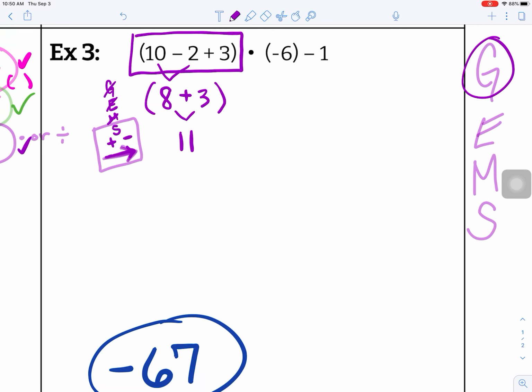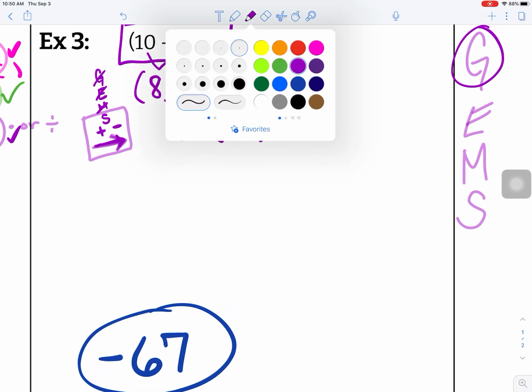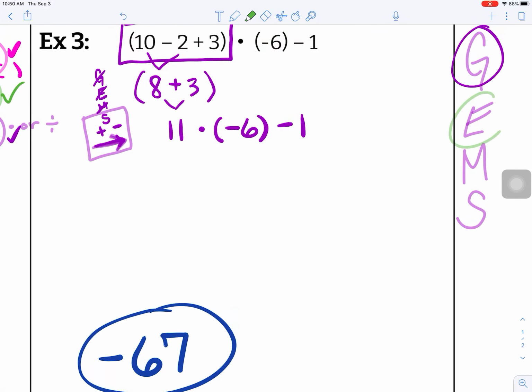Okay, so now that I've got that 11, I can rewrite the rest of the problem, right? Now there's a multiplication sign, that negative 6, and that minus 1. So as I'm looking in the order of operations, do I have any exponents? Nope, no teeny tiny numbers. Do I have any multiplication or division? Well, yeah, I have one multiplication sign. So that's what I'm going to do next. So 11 times a negative 6 is negative 66. Rewrite the rest of the problem.